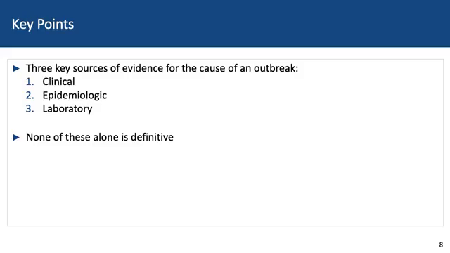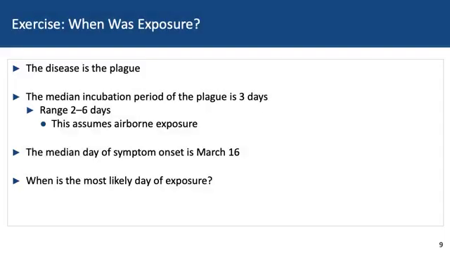As an exercise in thinking about the incubation period, let's think about when the exposure was to the disease we've been looking at in the past couple exercises. I'm going to tell you right now, this disease is the plague. The median incubation period of the plague is 3 days. It ranges between 2 to 6 days. The median day of symptom onset for this outbreak was March 16th. So you need to think about when is the most likely day of exposure given that information.